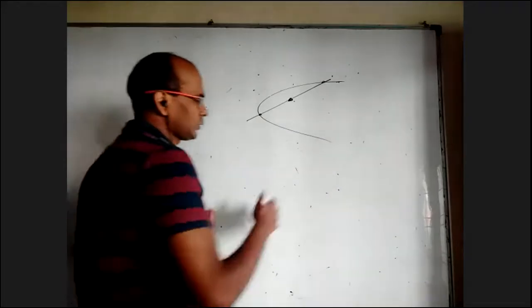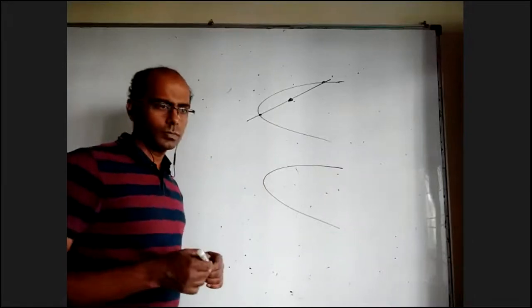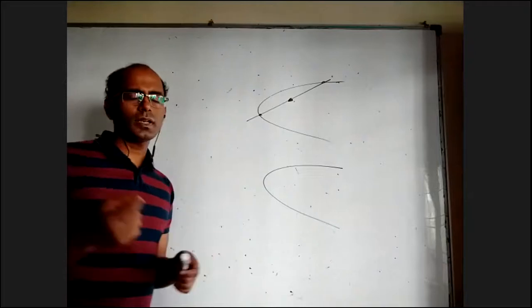Apart from that, there is something called diameter. Diameter of a circle, diameter of a parabola, ellipse, hyperbola. What is the definition of diameter?